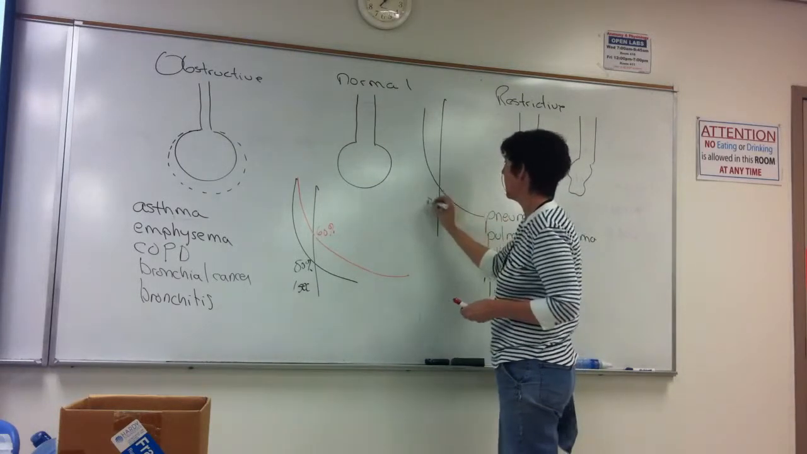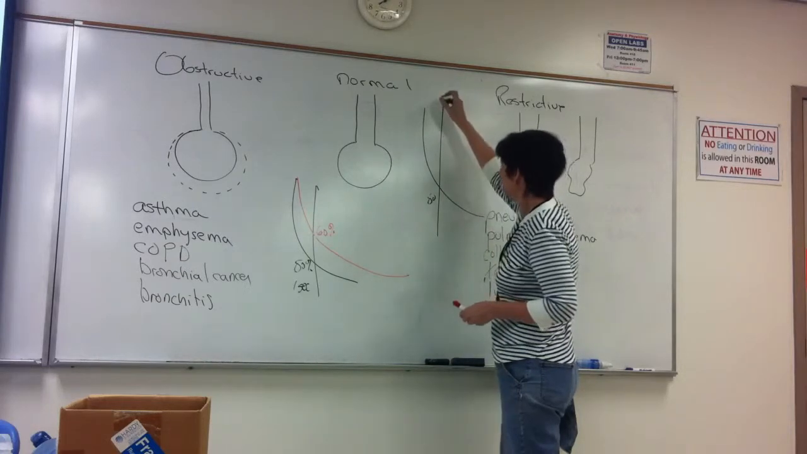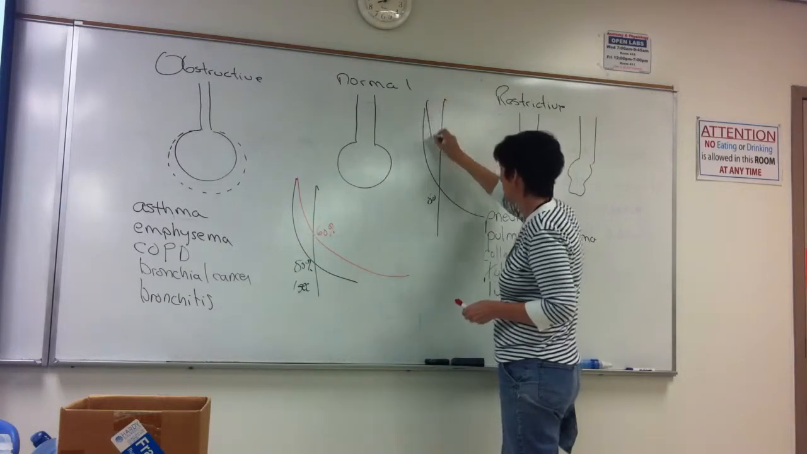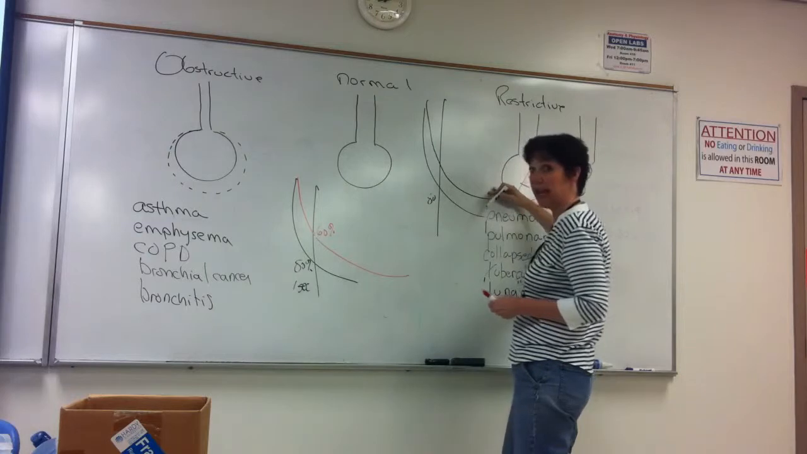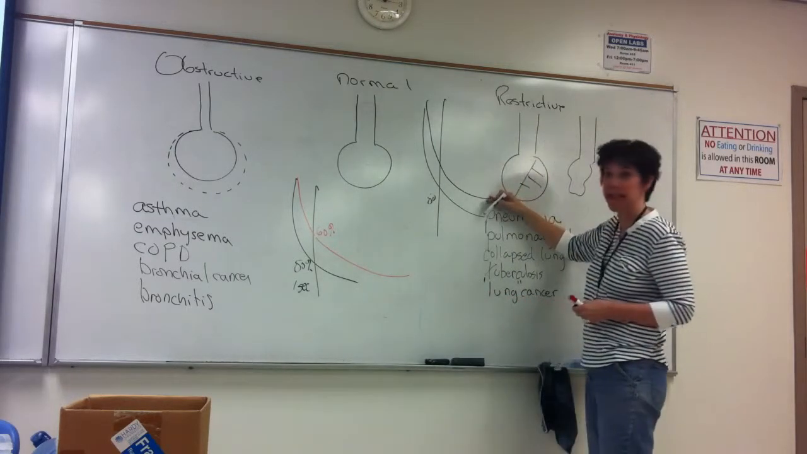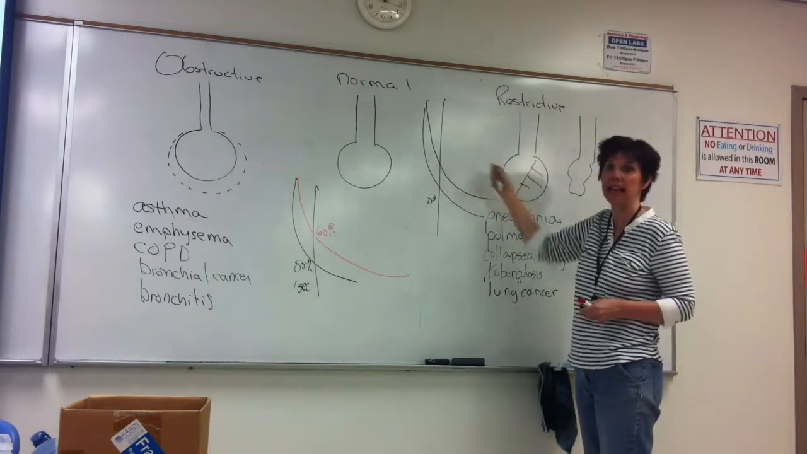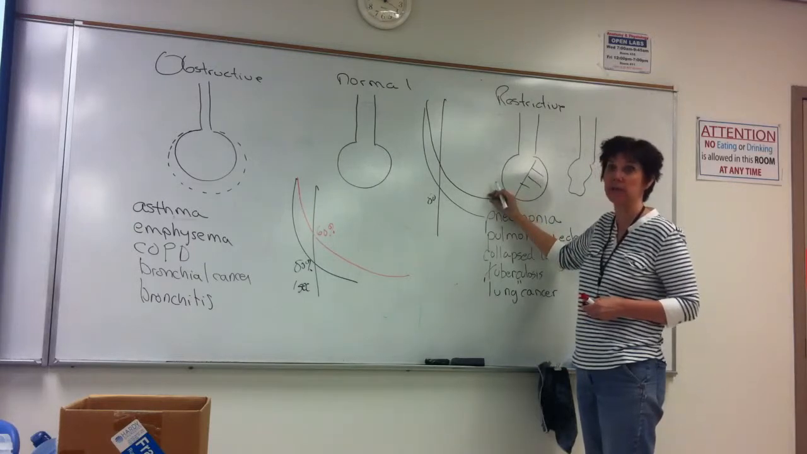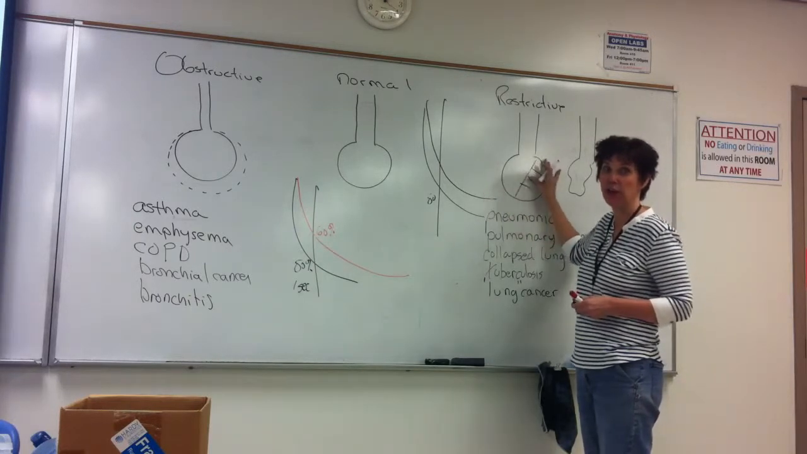Now with restrictive, if we were to do this same test, it's 80% of a lesser number. Your vital capacity itself would be lower, and this would still be 80%, but the overall capacity would be lower. You have a lower volume.